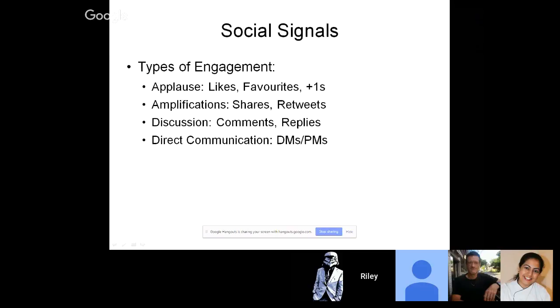But the goal would be, if you're looking at two different things you've created and you want to go with what works, you're going to look for the thing that's going to get shared more than the one that gets liked more. So you need to respond to that. Likes you can't respond to, right?